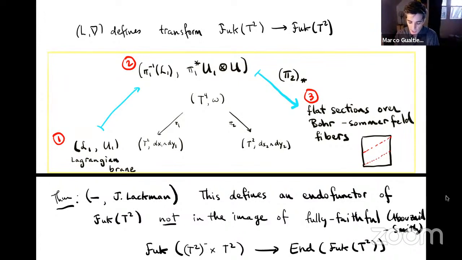On the other hand, inside the target T2, there's a collection of points which indicate that the fibers above those points actually have zero curvature. And not only do they have zero curvature, but the monodromy is trivial. So they're essentially Bohr-Sommerfeld fibers. The idea is that when you push this thing forward from this T3 to a T2, you can only do so over a collection of fibers. That collection of fibers describes a Lagrangian in the target T2, and that Lagrangian inherits a local system. And in this way, we get a transform from the Fukaya to the Fukaya.